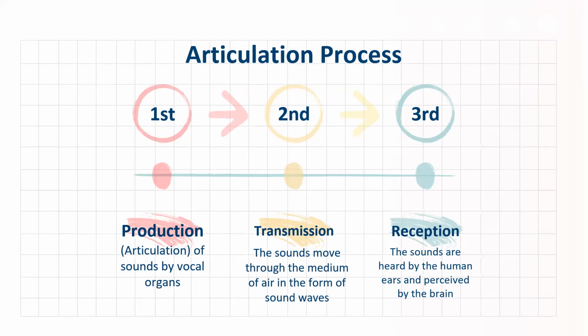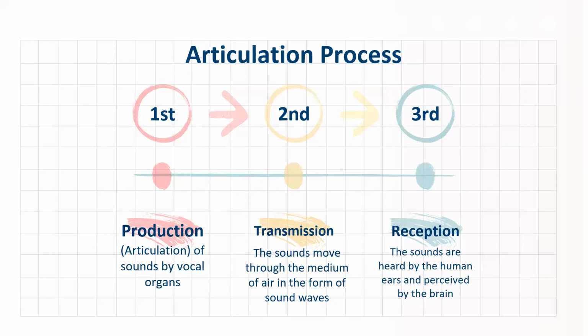Then we have the transmission, بعدين الانتقال. يعني أول شيء أنتجنا، هذا الإنتاج بينتقل. After that we have the reception اللي هو الاستقبال. So first we have production, articulation itself. We produce sounds. Then we have the transmission stage when these sounds are transmitted through air. The sounds move through the medium of air in the form of sound waves. The final stage, we have reception, الاستقبال. The sounds are heard by the human ears and perceived by the brain.